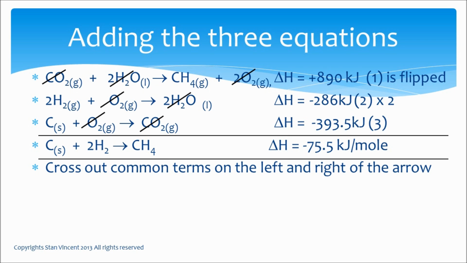So when we sum up the values of the enthalpy changes by applying appropriate signs, the net resultant enthalpy change is minus 75.5 kilojoules, and that's the enthalpy of formation of methane, and we have the required equation. And that's how you solve a Hess's law problem.